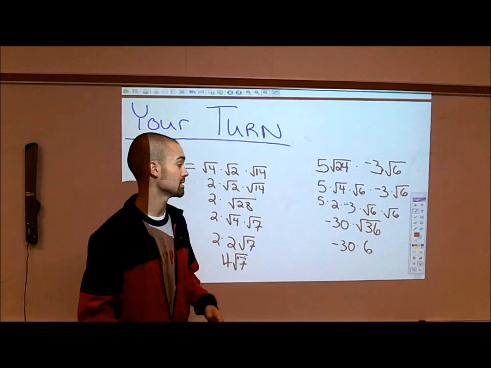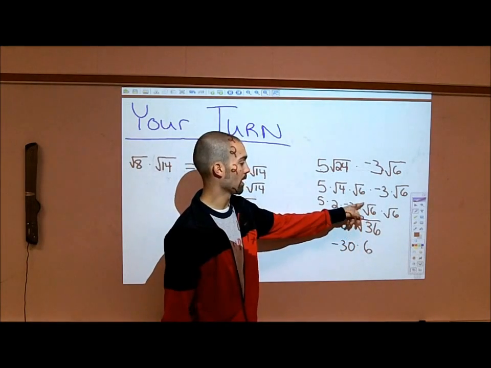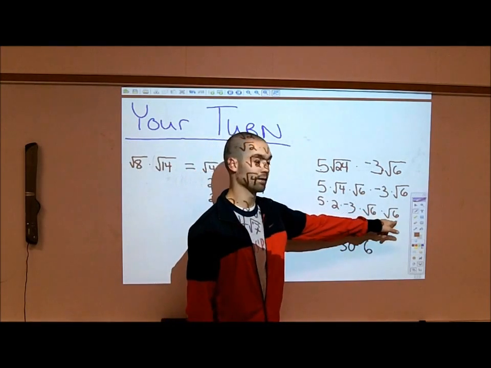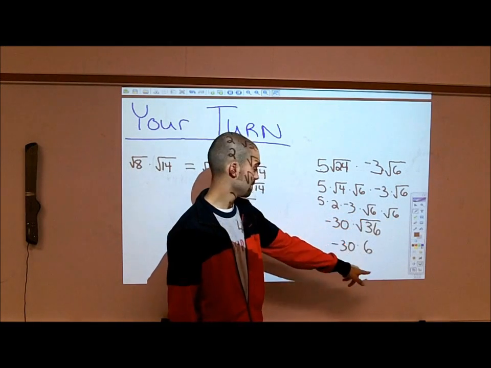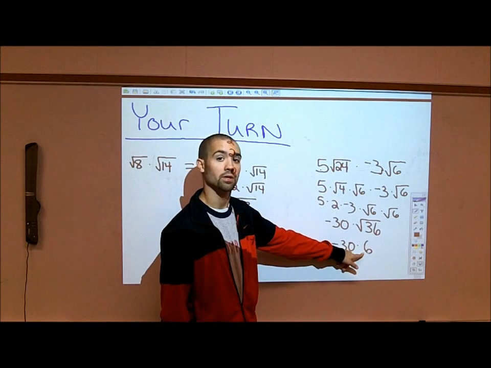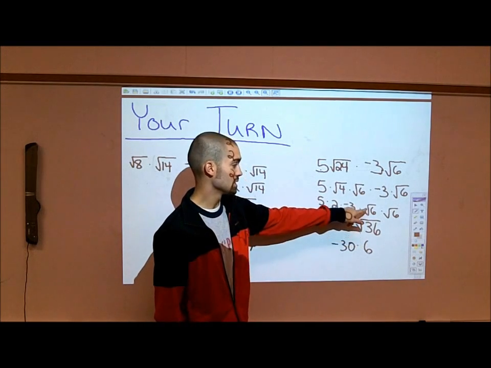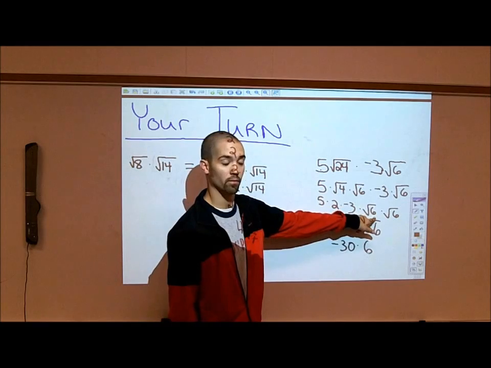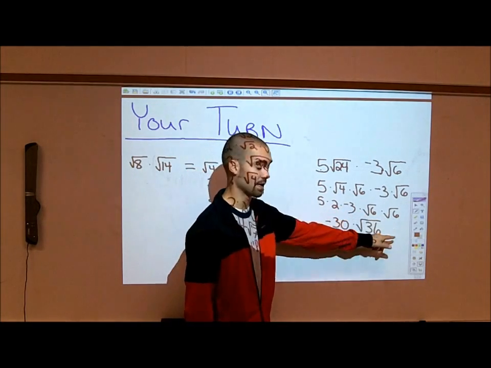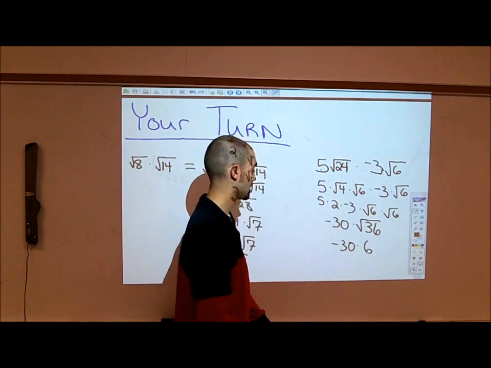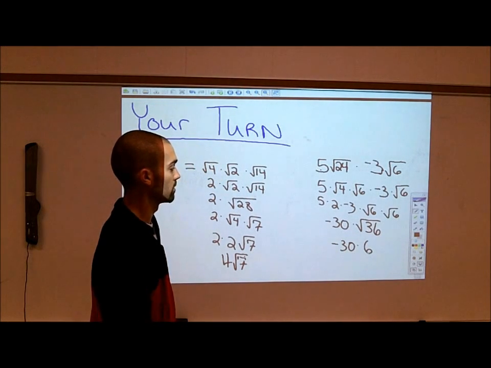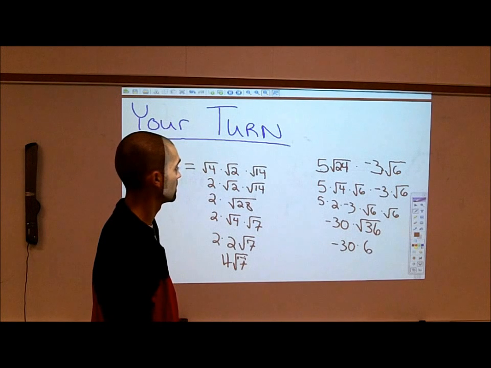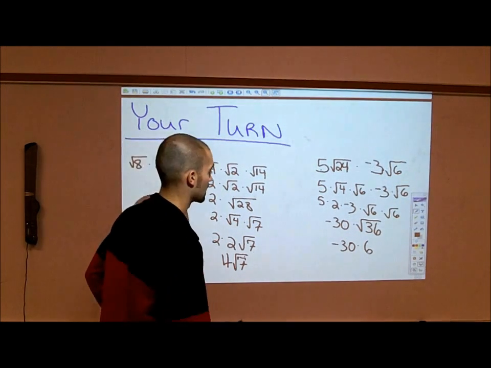The radical's gone. So I want you to notice, when you take a radical with the same number inside and multiply it by the radical of the same number inside, it just cancels the radical and you get that same number, 6. And when you take negative 30 and multiply it by 6, you get negative 180.